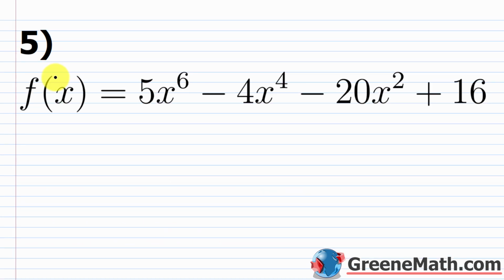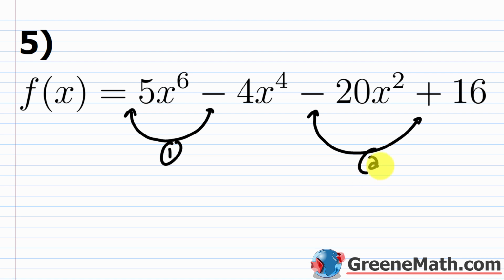All right, for problem 5, we have f of x is equal to 5x to the 6th power minus 4x to the 4th power minus 20x squared plus 16. So let's see, we have this as positive and this as negative. So this right here would be one sign change. Then this is negative, but then this is positive. So this right here, that's a second sign change. So for the positive real zeros, you're going to have either 2, again, that's the maximum number, or you can decrease that by 2 and get to 0. So 2 or 0.